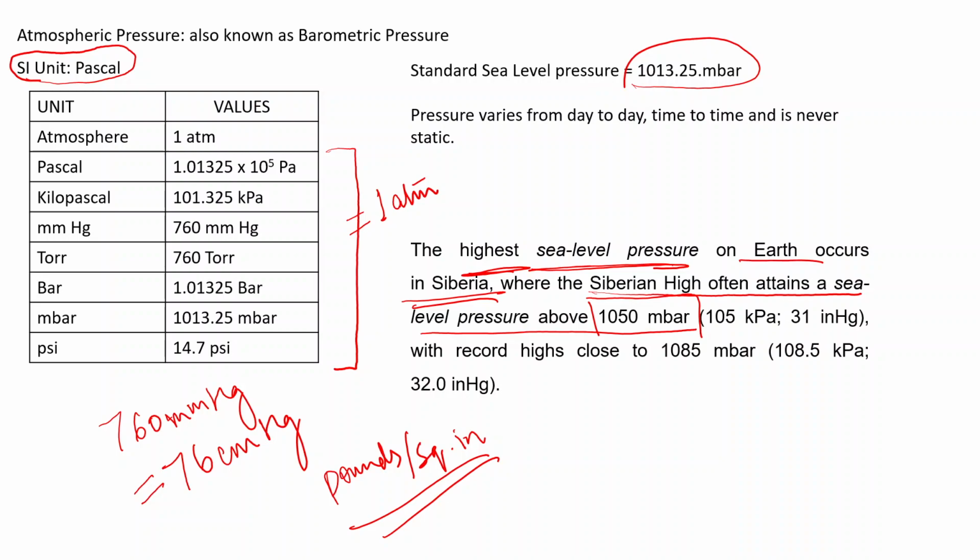This is the average, and sometimes it goes as high as 1085 millibar. So you can imagine that the values of pressure keep on changing, and therefore the wind velocity is never static. Wind velocity can also change as per the changing pressure.